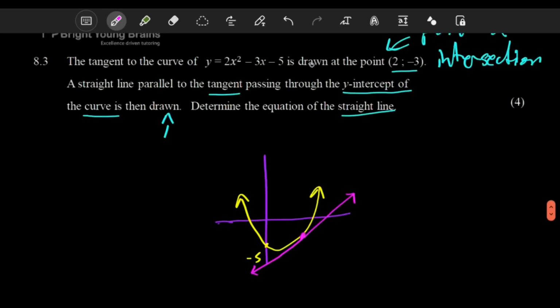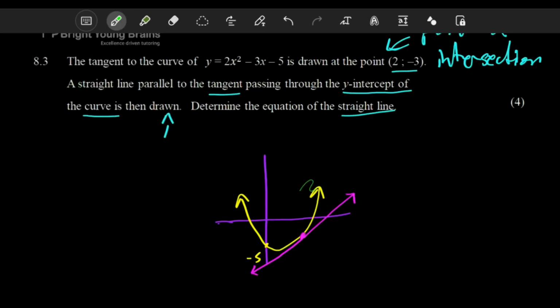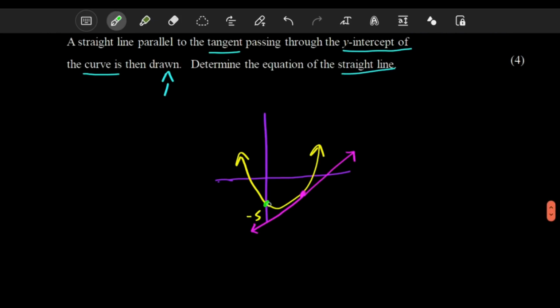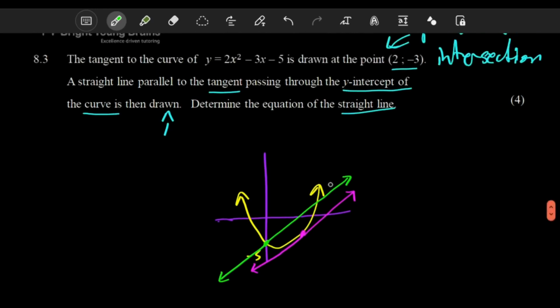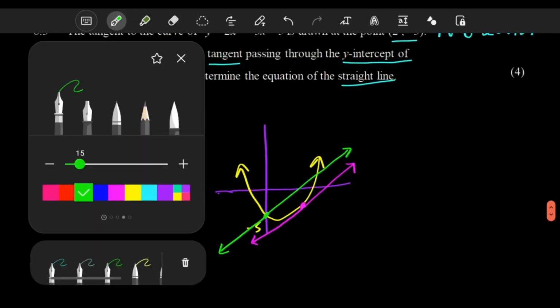So yeah, there's a curve here, and it says a tangent to the curve is drawn at this point. A straight line parallel to the tangent through the y-intercept of the curve. So the straight line that they're talking about, right? They said it passes through the y-intercept, right? And it is parallel to the tangent. So this is the green one here. Like that. So the equation of the green one is the one that they want us to get. You see, here they taught us all this, then they say determine the equation of the straight line. So luckily, we can just get the equation of the tangent to a curve first, and then use that to get the green one.